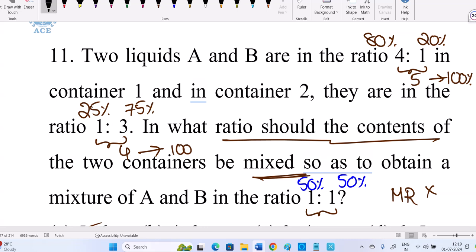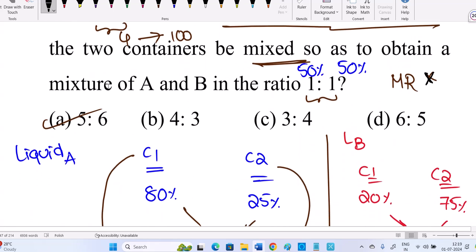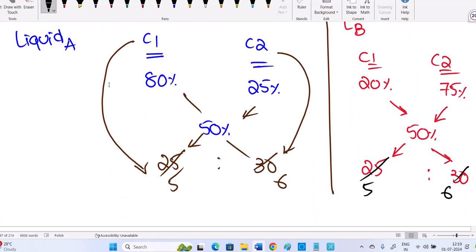Whenever the mixed ratio is not given, the butterfly diagram will come. That butterfly diagram will help you. This is related to container 1 and container 2 only. In container 1, liquid A is 80%. In container 2, liquid A is 25%. In the mixed one, liquid A is 50%. Only with liquid A or only with liquid B, you can consider and handle the question.